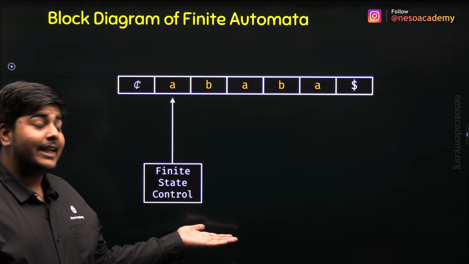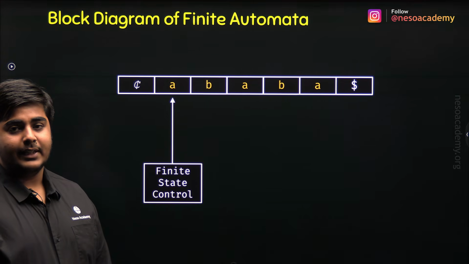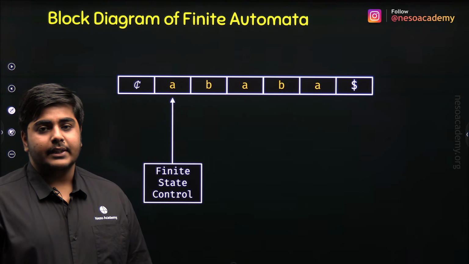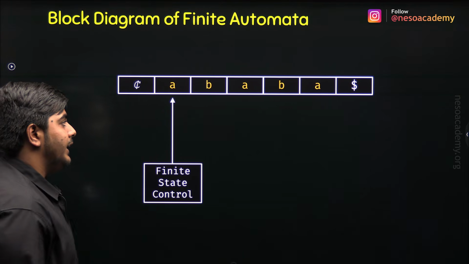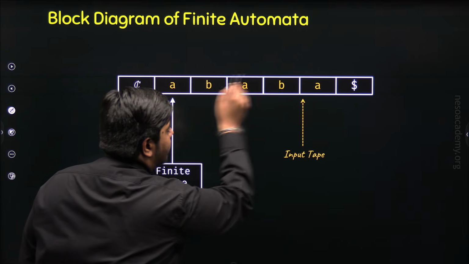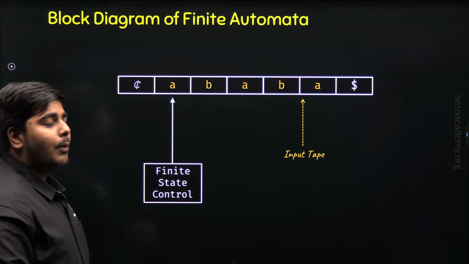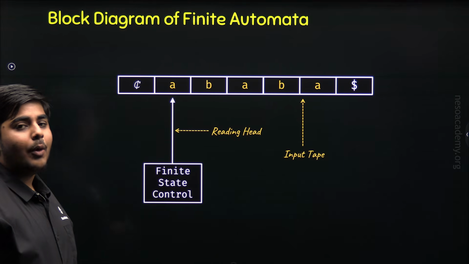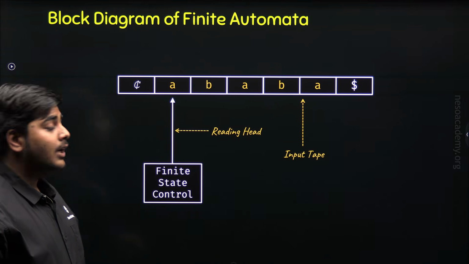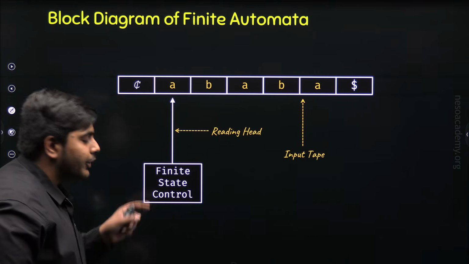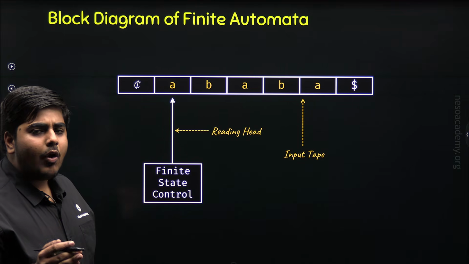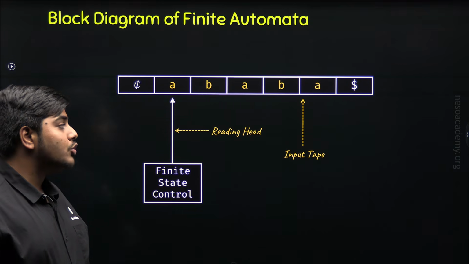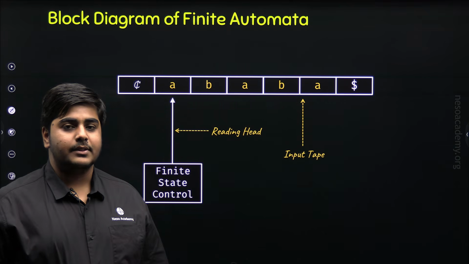So here you can see the block diagram of finite automata. The finite automata has three major components. The first component is the input tape. The second component is the reading head. And the third component of our finite automata is this finite state control, which is also called as finite control in short. Now let's talk about each of these components.